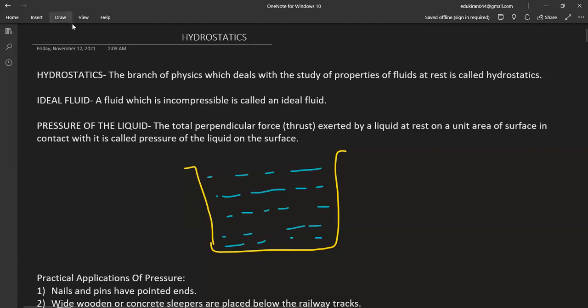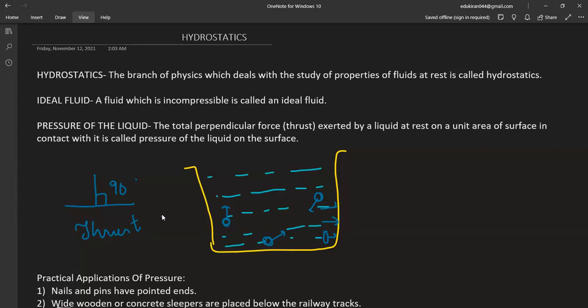Now, what happens? These molecules which are present within the fluid, they have the tendency to move. So, while moving, they collide with themselves as well as with the walls of the container. And this way, this liquid column exerts perpendicular force on the walls of the container. So, this total perpendicular force per unit area, we call this the pressure of the liquid surface. So what is this force? Whenever this force is perpendicular, that is making an angle of 90 degrees, this is called thrust.